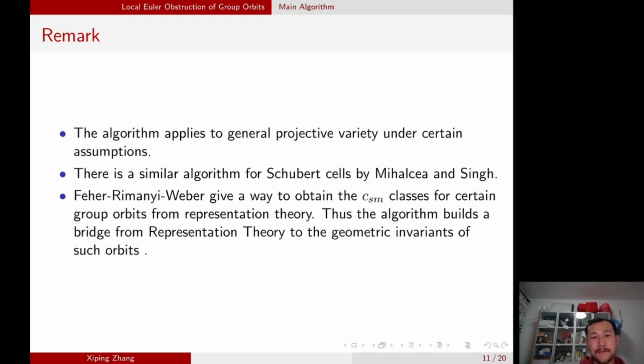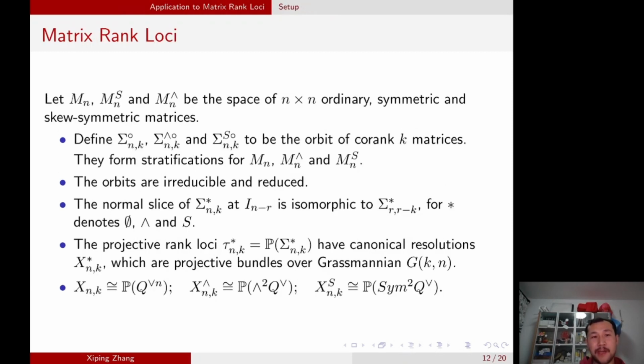Okay, so this is our algorithm, and then we are going to apply it to matrix rank loci. We consider the space of matrices of three types: ordinary type, symmetric type, and skew-symmetric type, and we denote them by Mn, Mn^s, and Mn^wedge. We use the subscript nk to mean size n and corank k. They form stratifications for the matrix spaces, and it is proved by Eisenbud that the orbits are irreducible and reduced, and they are of different dimensions.